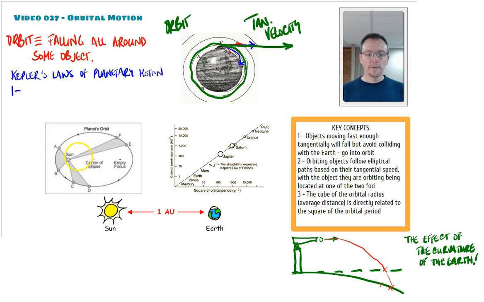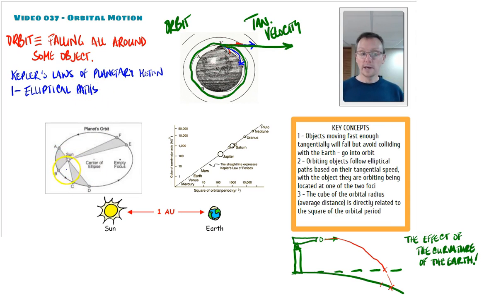So as you saw, this moved in kind of a circular path. Technically, if you kept increasing the speed, the path would be more and more elliptical. A circle is just a special kind of ellipse, right? So it's important to remember that the shape of the path that objects take when they orbit is elliptical. Orbiting objects follow elliptical paths.